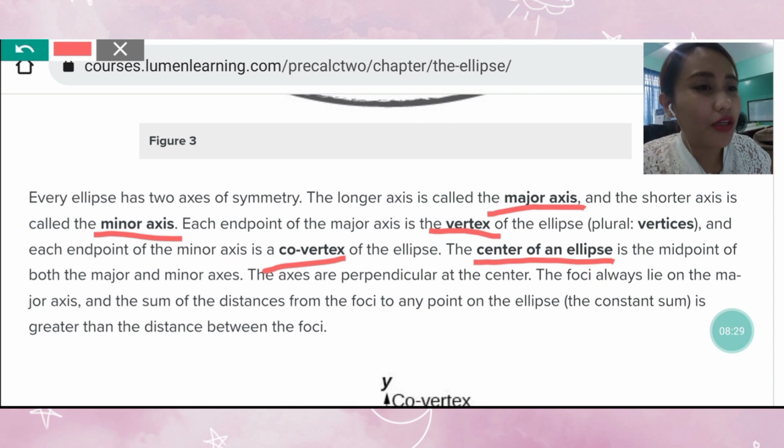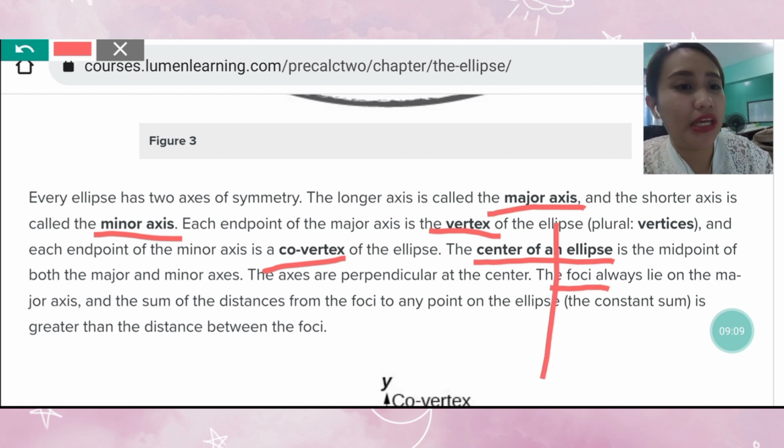Now the foci, the two fixed points, always lie on the major axis. So if your ellipse is horizontal, the foci are on the major axis. And if your ellipse is vertical, the foci are also located on the major axis. The sum of the distances from the foci to any point on the ellipse, the constant sum, is greater than the distance between the foci.